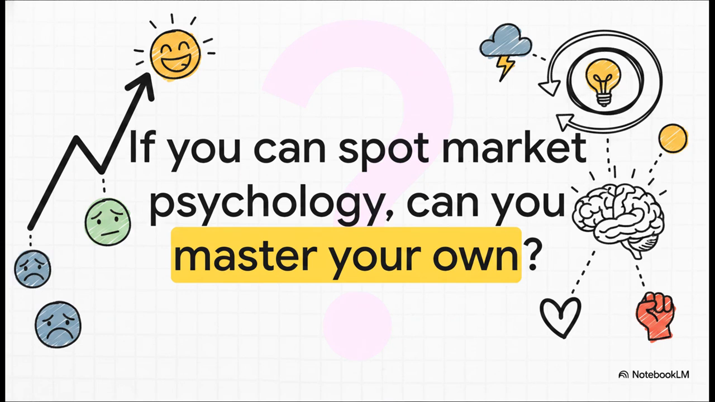And that really brings us to the big takeaway here. Elliott's wave principle, it's not just about drawing lines on a chart. What you're really looking at is a map of human emotion, a visual representation of the crowd moving from pessimism to hope, to optimism, and finally to total euphoria. So the real question isn't just, can you spot this pattern in the market? It's, if you can spot it out there, can you start to master those same emotional drivers inside yourself?